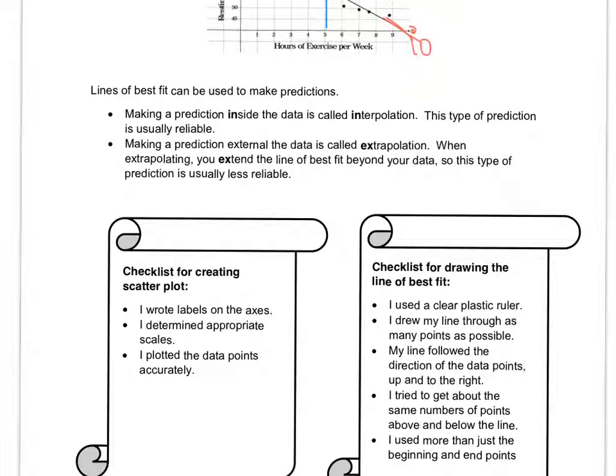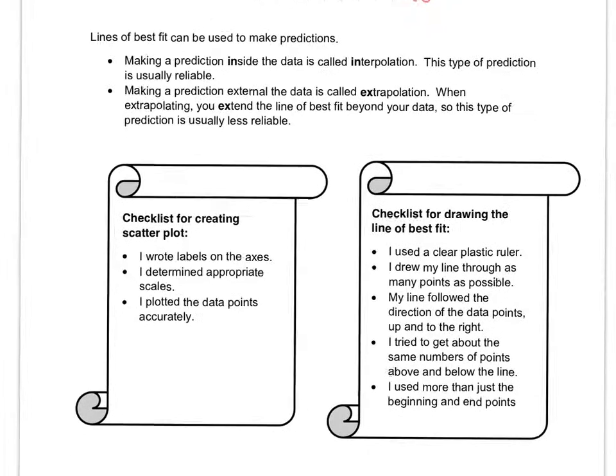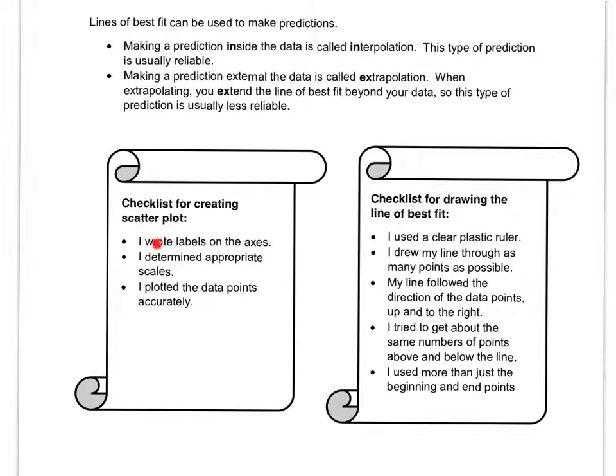So here are two checklists for you to check when you're creating a graph. The first one is to make sure your scatter plot has everything it should have in it. Did you write labels on your axes? Did you determine the appropriate scales? And did you plot the points accurately? The most difficult one is determining the scales and making sure that the increase in your scale is consistently the same. On the right, there's a checklist for drawing the line of best fit.